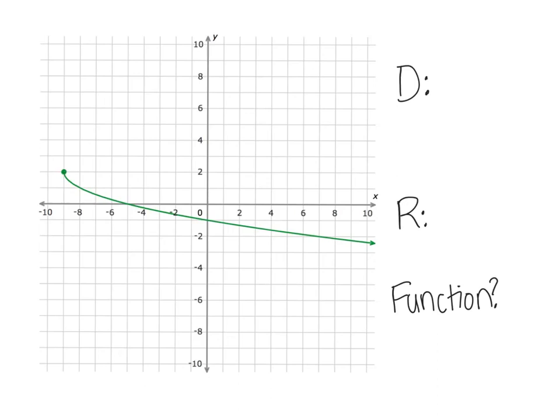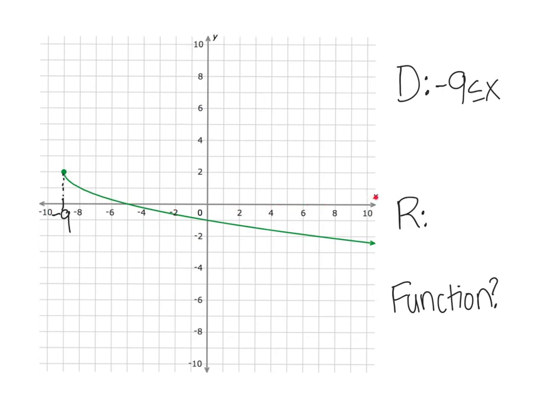Since we're talking about the domain, we're talking about the x's, so let's see what the x value is at that point. -9. So -9 is the smallest that x can be. Let's see what the biggest x could be.